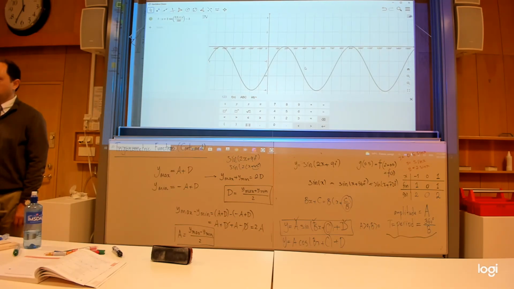So how should I calculate the amplitude? I find the maximum value and the minimum value, I subtract them and divide by 2. The maximum value of y is 0. The minimum value is -6. 0 minus -6, divided by 2, is 3. So the amplitude of this function is actually 3.